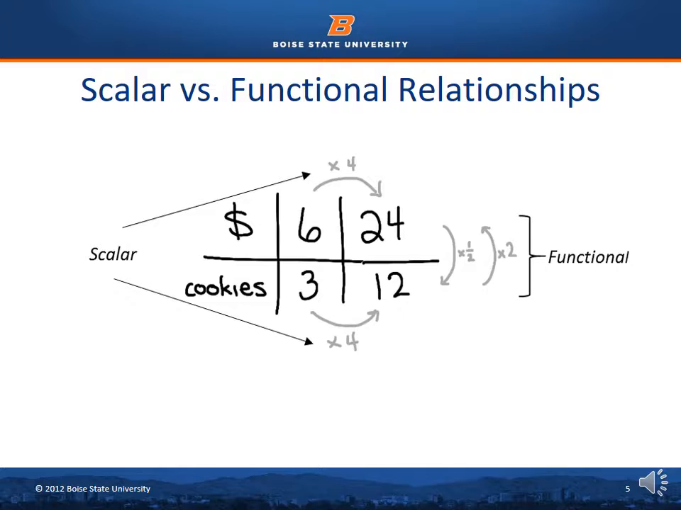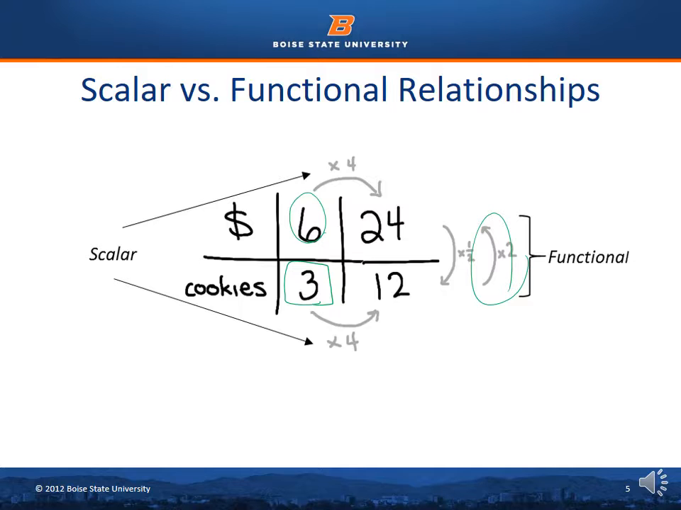The functional relationship, however, focuses on the multiplicative comparison within the ratio. This functional relationship involves identifying one of the quantities in the ratio as the base quantity, and then determining the multiplicative relationship that the second quantity has to the initial base value. So if we treat the 3 cookies as the base value and the $6 as the second quantity, then we see that the cost is always 2 times the number of cookies.